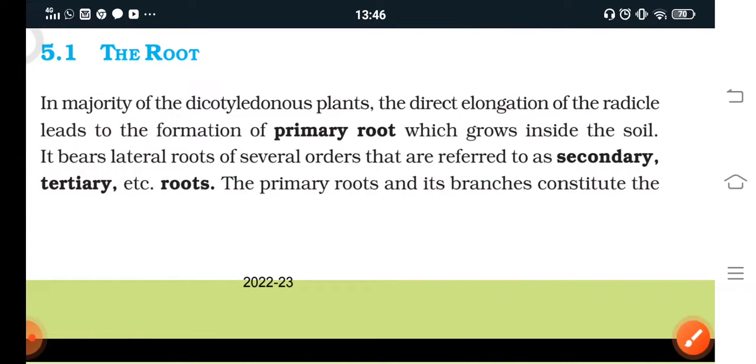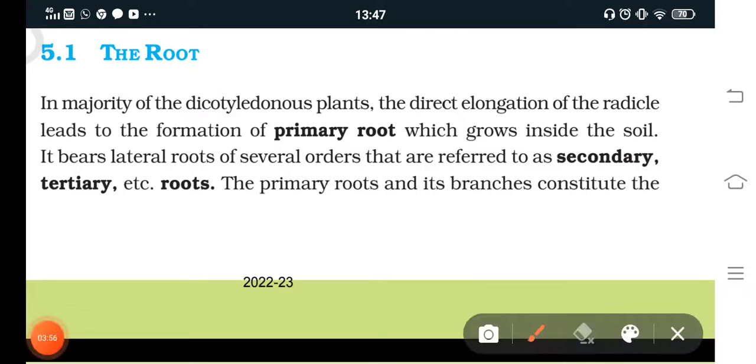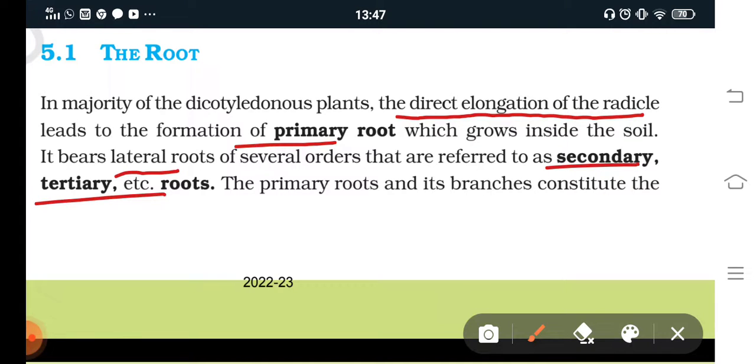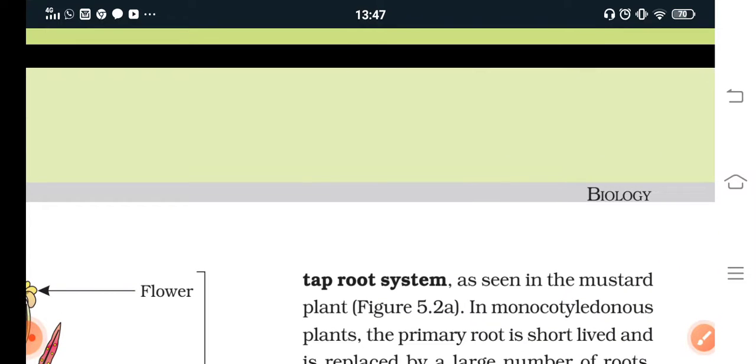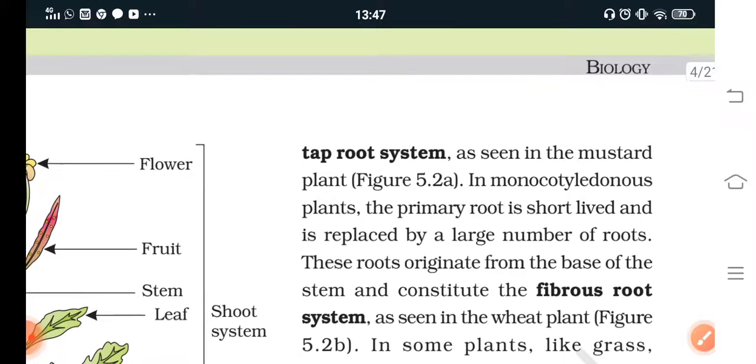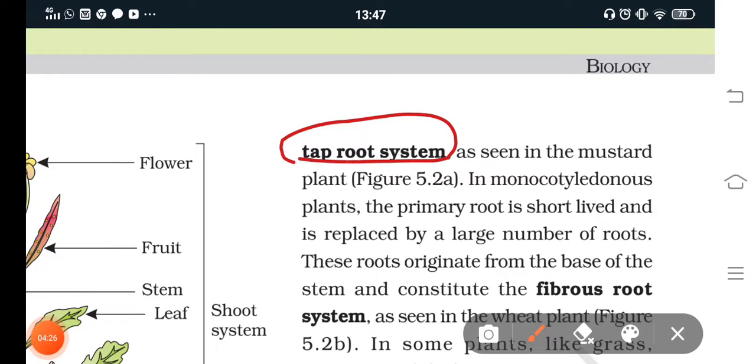Okay, now let's study the types of roots. The root which is formed by direct elongation of the radicle is the primary root. I have just told you the meaning of radicle now only. This root bears lateral roots, which are called the secondary or the tertiary roots, and the branches on the primary root constitute the taproot system, which is seen in the mustard plant.